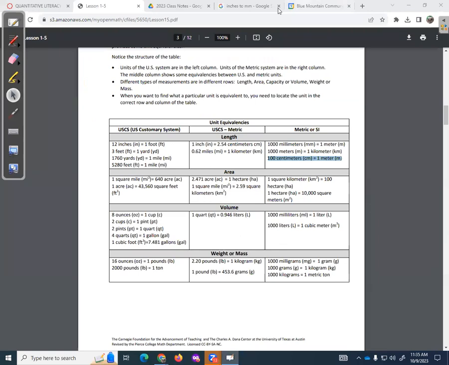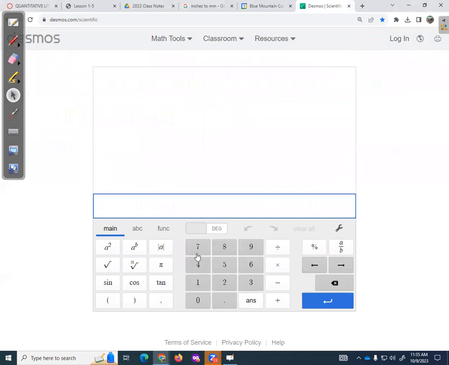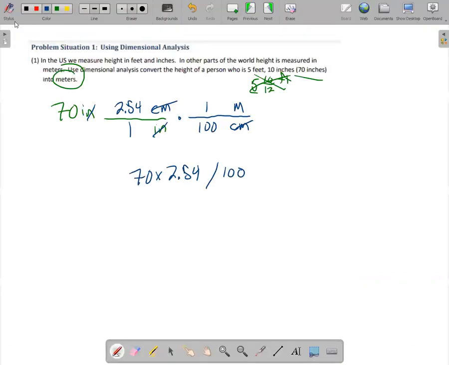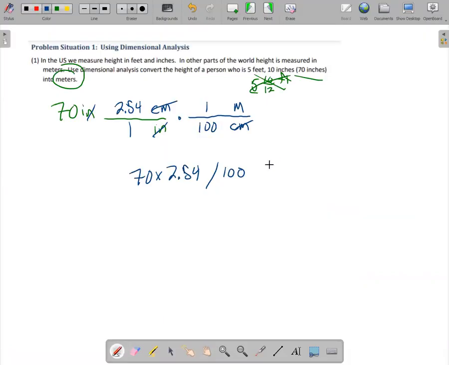Calculate a time. Bring up Desmos. So I started with 70 inches times 2.54 centimeters per inch divided by the 100 centimeters per meter. And my answer should be 1.778, according to the calculator. So remember, another good rule for this class and kind of life in general: whenever you whip out your calculator, if it's important, it's not a bad idea to write it down first. Oops, 1.778. Okay. So that equals 1.778.